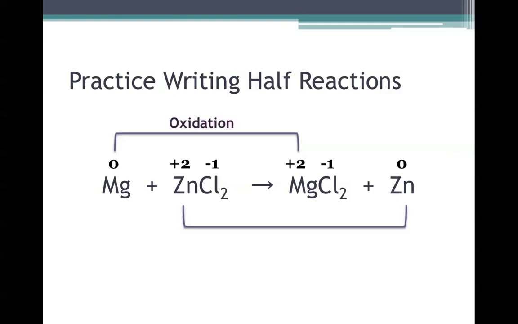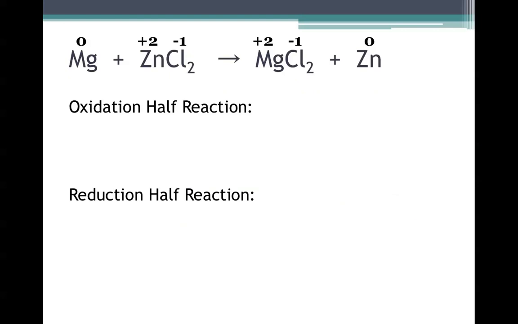So here we have oxidation of magnesium, and then zinc is being reduced, and chlorine is neither going through reduction or oxidation. So we are just going to basically leave out chlorine for the next couple of slides. We're going to focus on magnesium and zinc. So here I've just transferred this over.